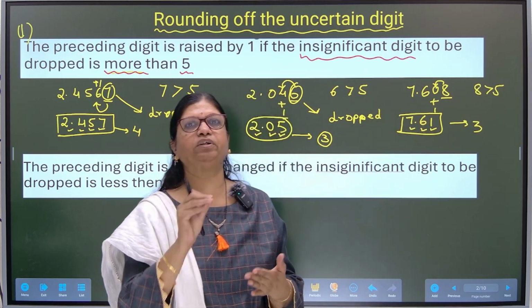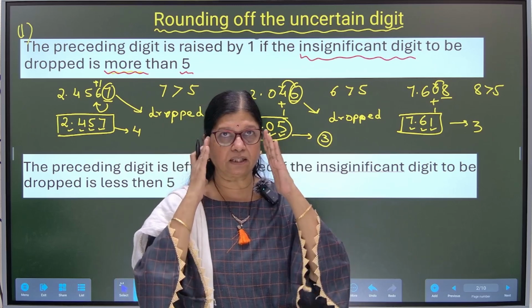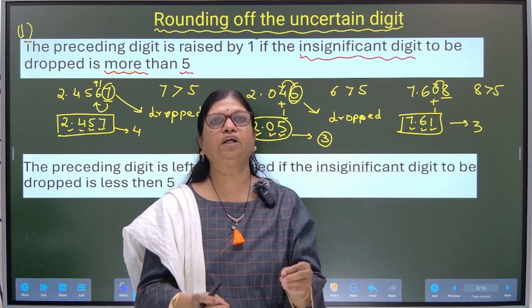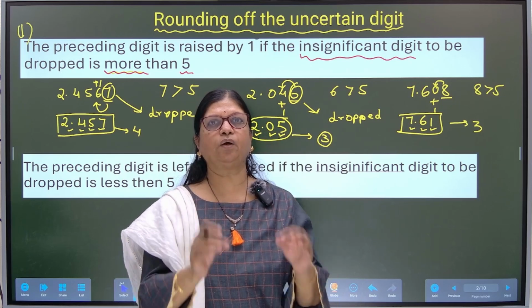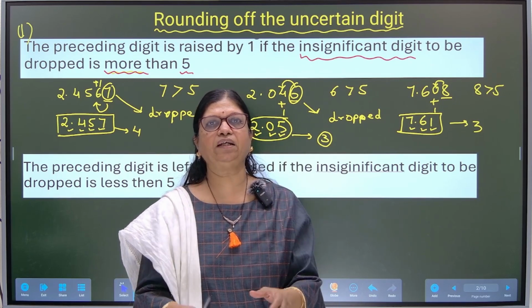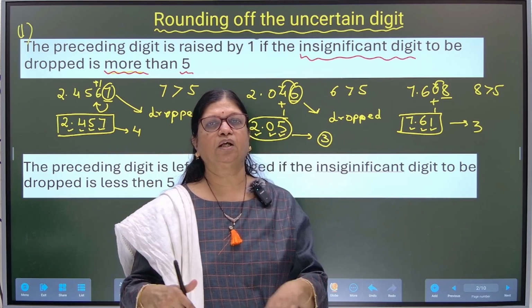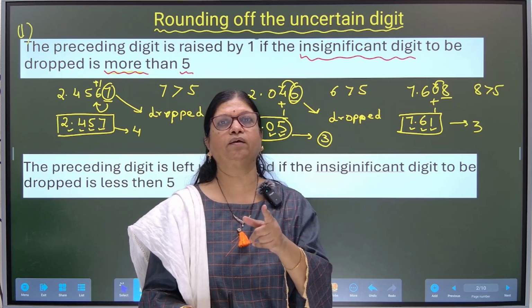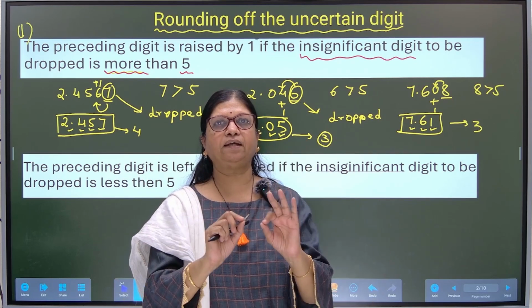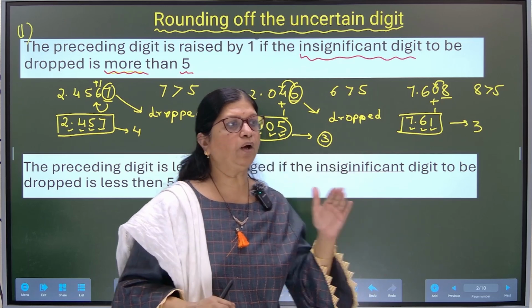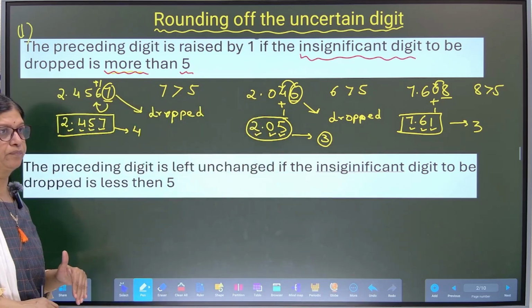So I hope with these 3 examples the concept is clear. If the digit which is to be dropped, which is to be rounded off, is greater than 5, just drop it. Go to the previous digit, add 1 and write. That's the simple rule which I have explained just now. Now let us go to the next rule.